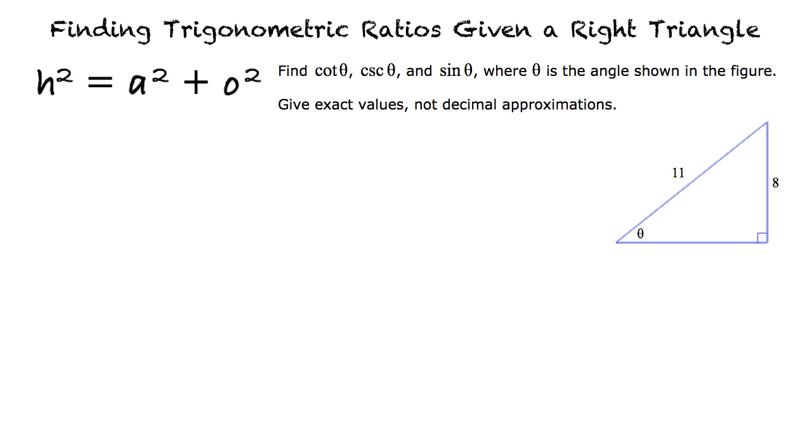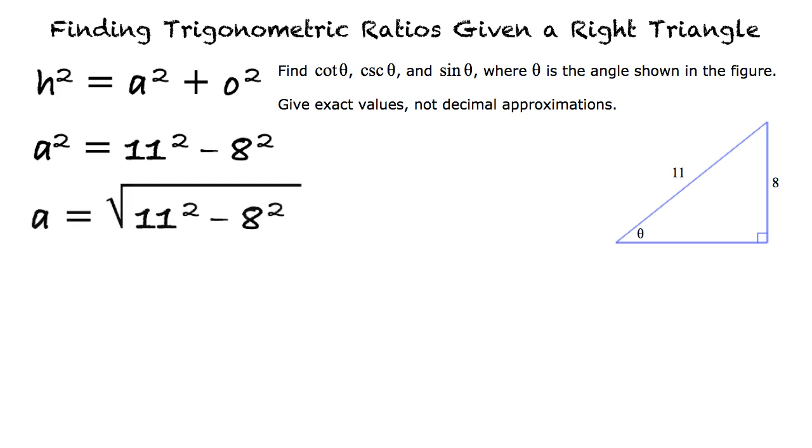H squared equals a squared plus o squared. Substituting the given values into the equation yields a squared equals 11 squared minus 8 squared, which simplifies to a equals the square root of 11 squared minus 8 squared, resulting in a final answer of a equals the square root of 57.